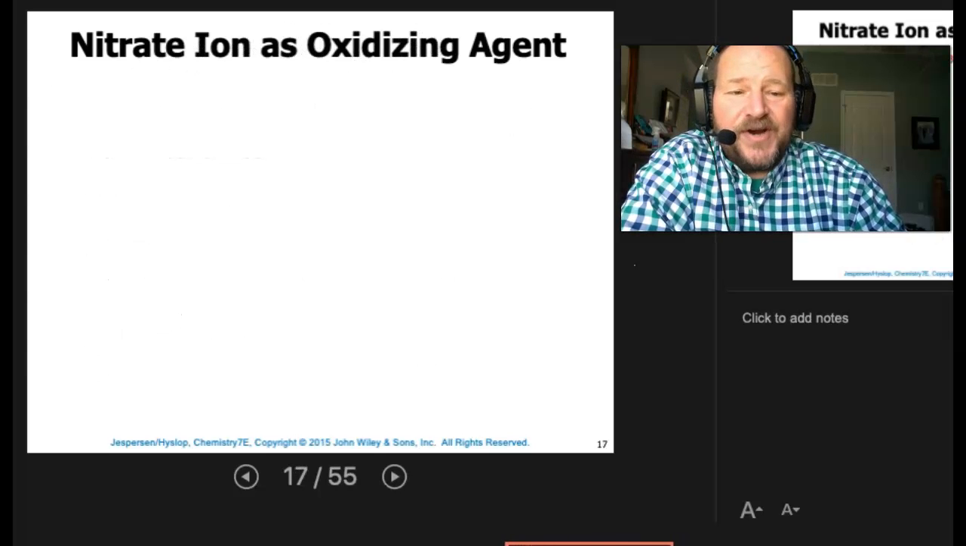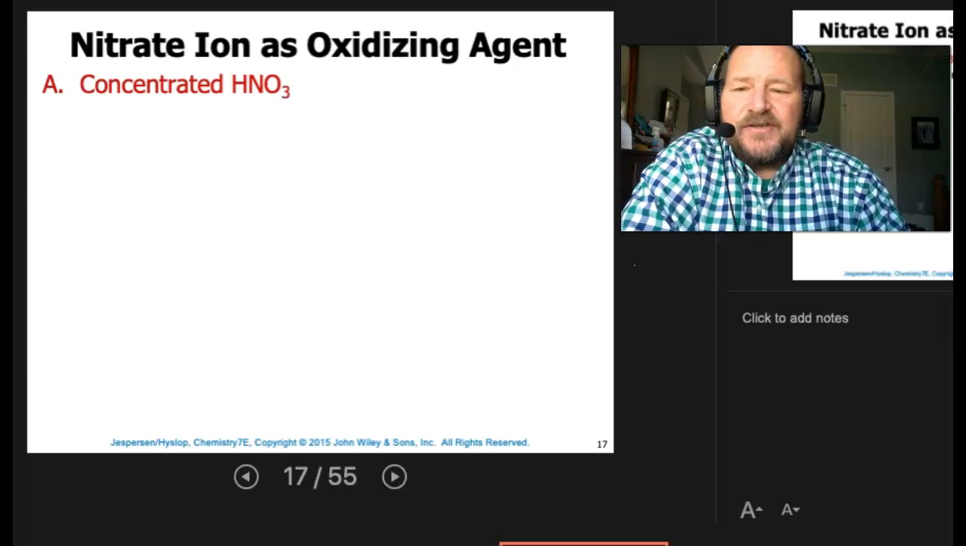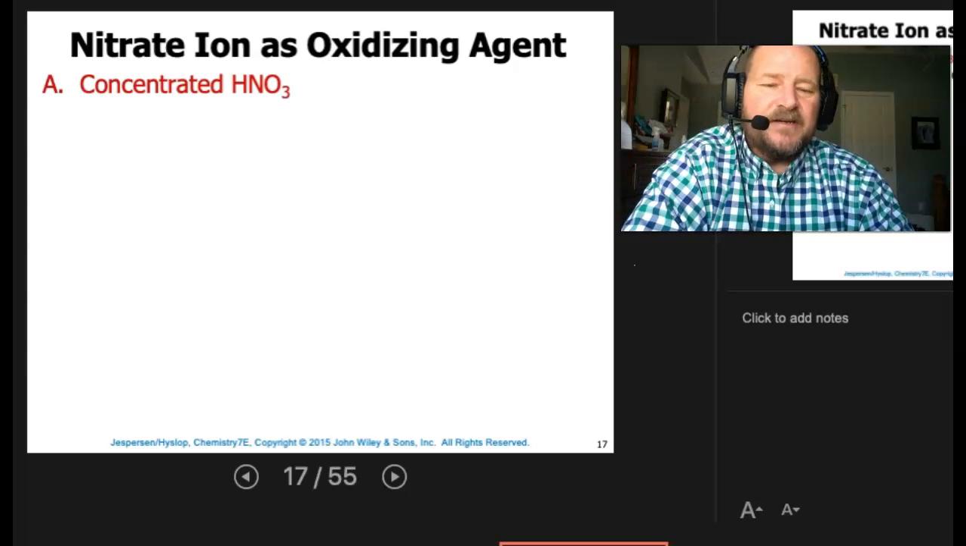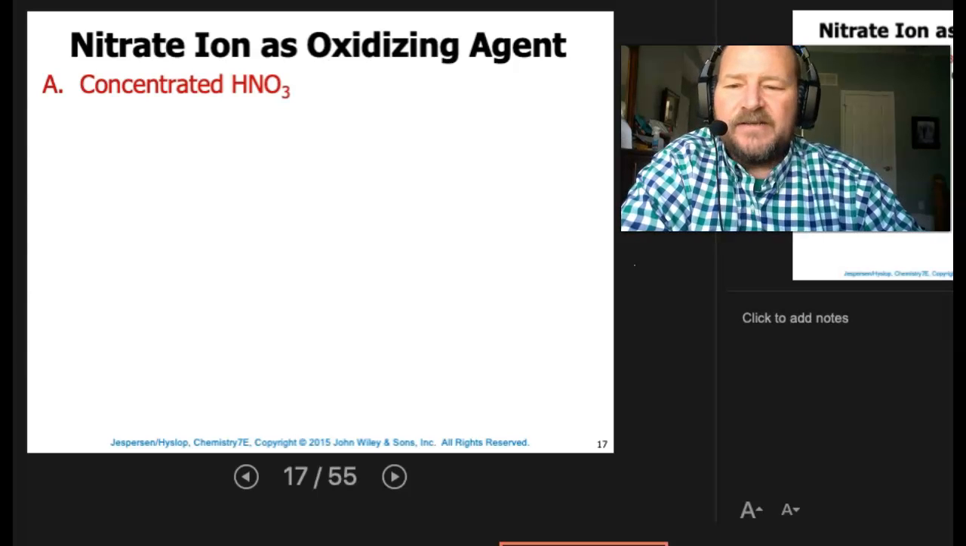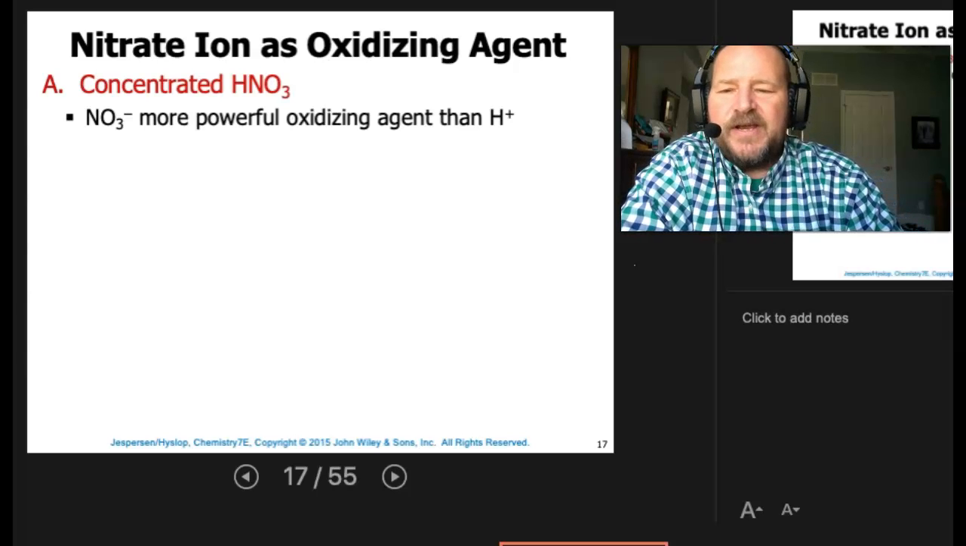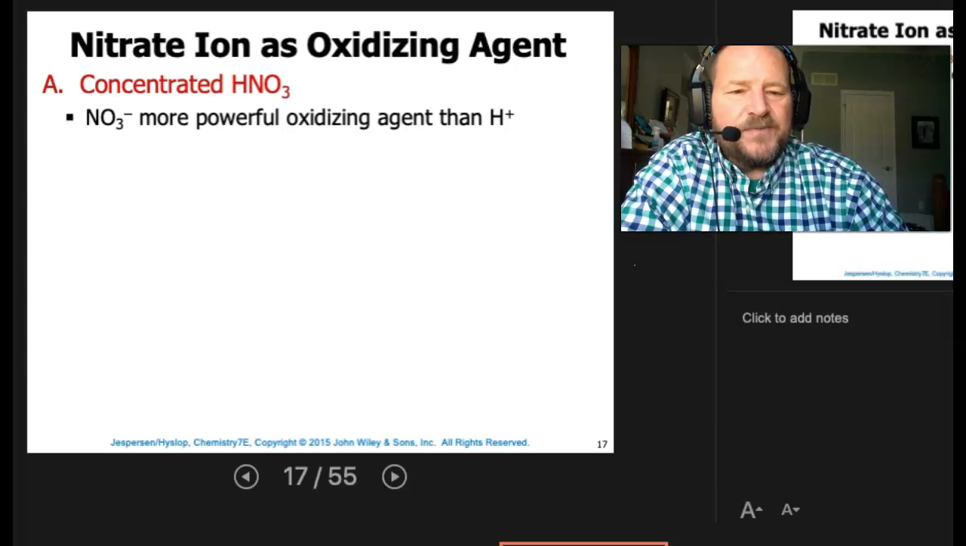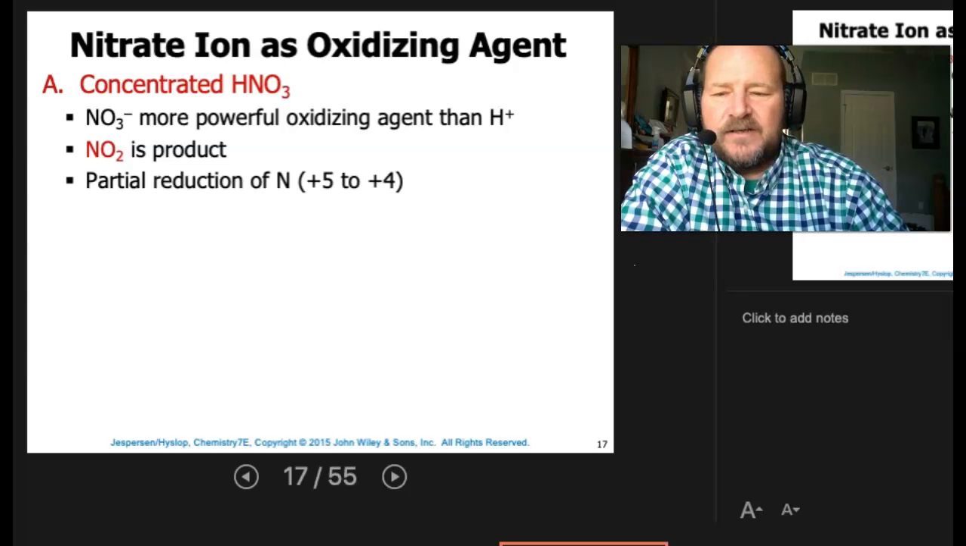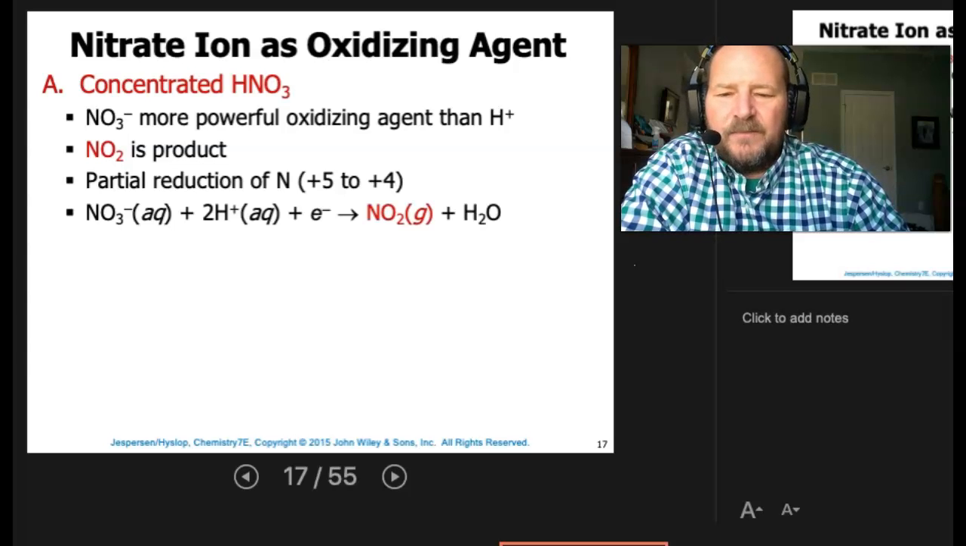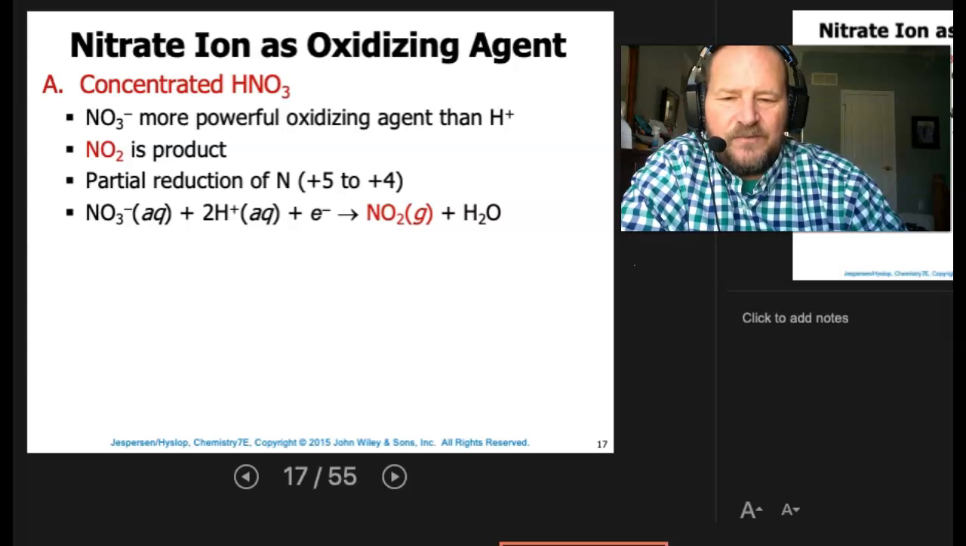We could also look at nitrate ion as an oxidizing agent. So basically we're going through the different acids here and looking at how they can react. Okay, so concentrated HNO3. Here the nitrate will be a more powerful oxidizing agent than the H+. So the NO2 would be the product, right? We'll make nitrogen dioxide gas as a product. The partial reduction of nitrogen will go from +5 to +4. So we have nitrate plus the acid plus an electron giving us nitrogen dioxide gas and water.